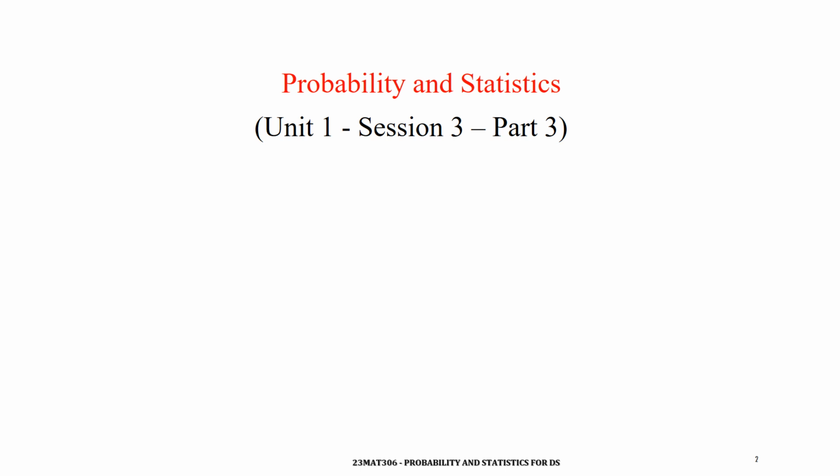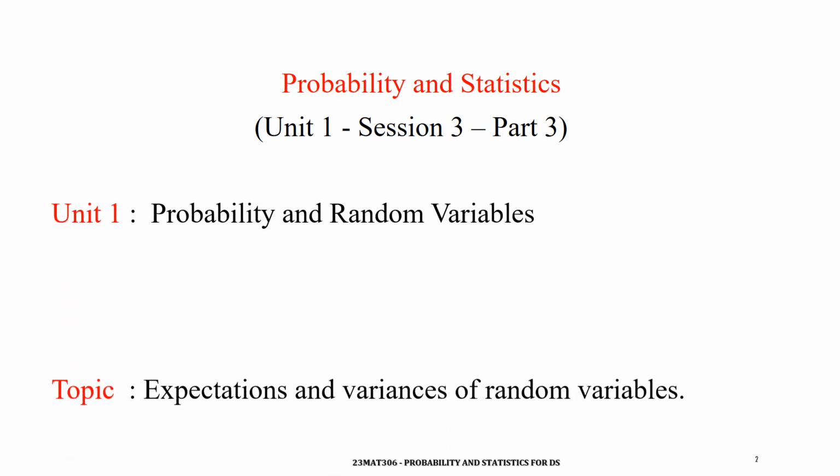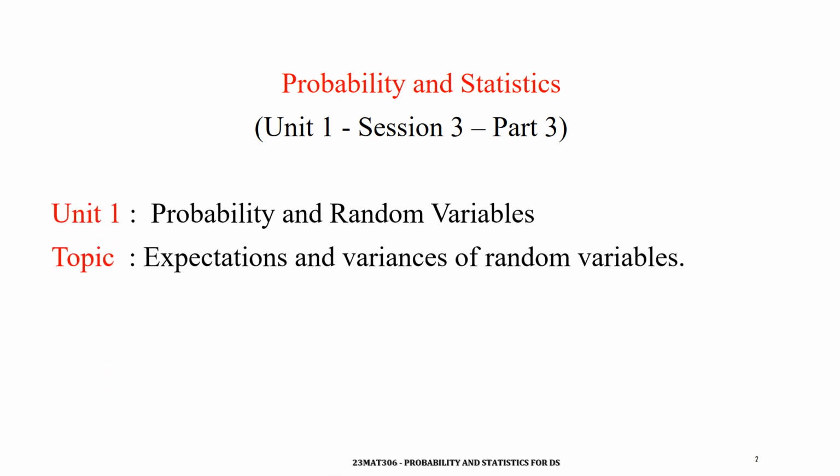So today's topic is expectations and variances of random variables. These may sound like different and difficult words, but they are actually simple ideas. Expectation means the average value we expect from an experiment. Variance tells us how much the values change or spread out. These concepts are very useful in our day-to-day life, especially in decision making and data science.